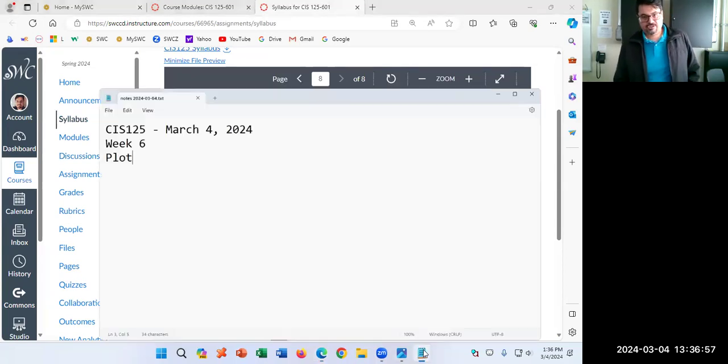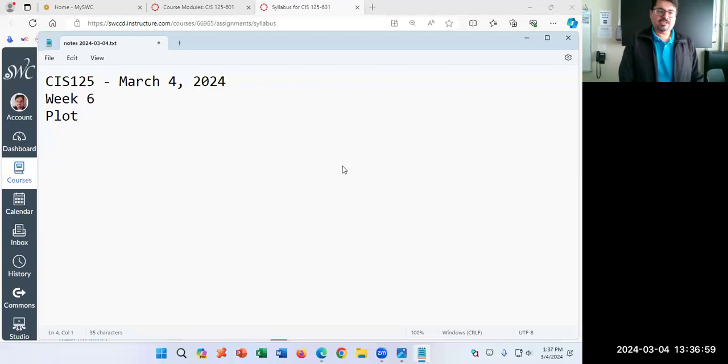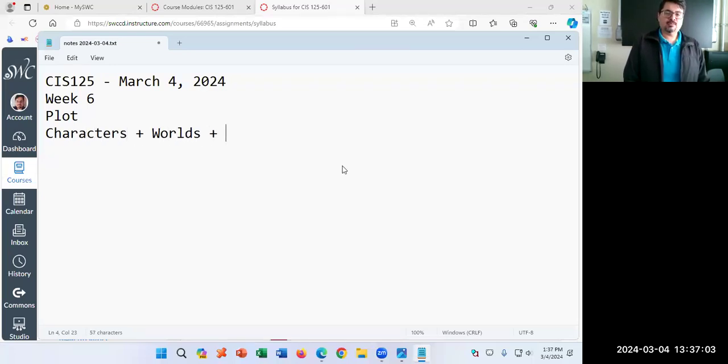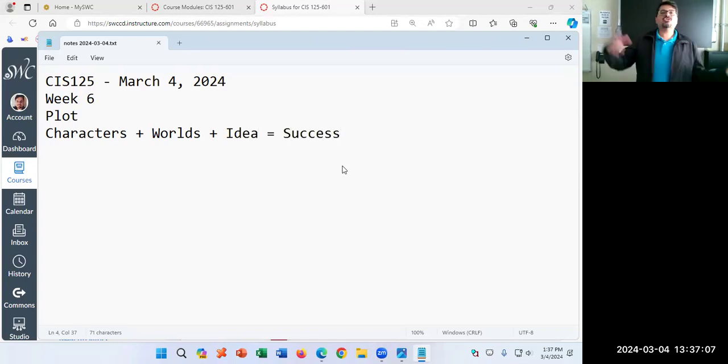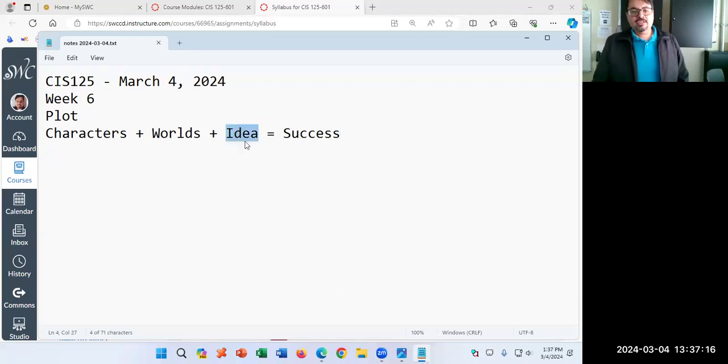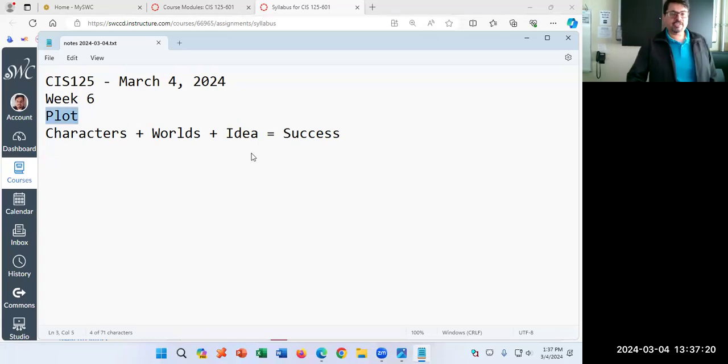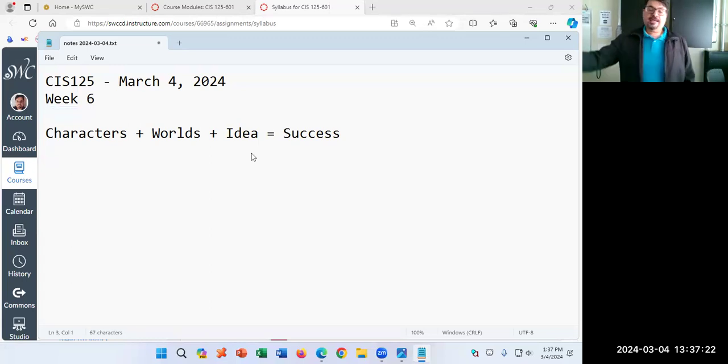Basically, characters plus worlds plus ideas equals success, equals a story, equals a video game, an animation, a movie, whatever. Those three things coming together add up to the full result. So the idea part is what we're looking at today: plot, stories, writing. And let me ask you in the chat. Also, this is going to be a very interactive thing, so be ready to respond in the chat, please.